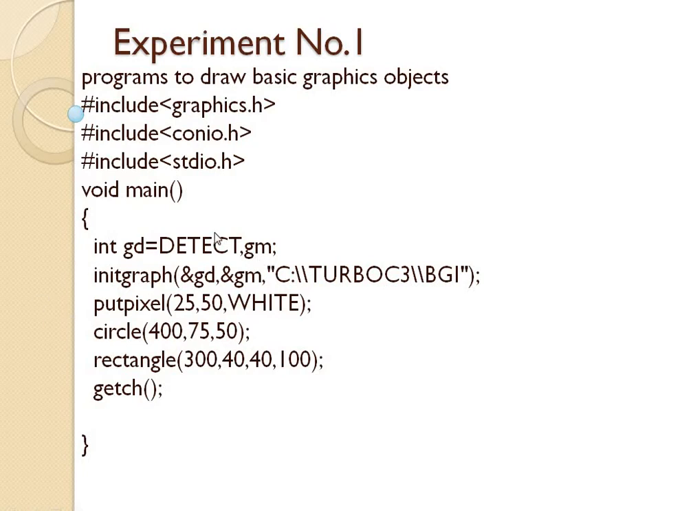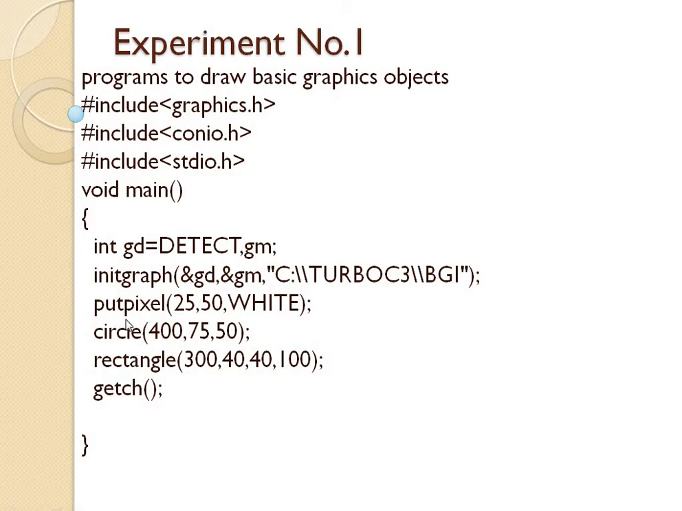Then after that we initialize the graphics, that is initgraph is used to access this graphics driver and the graphics mode. And we write the path over here in the initgraph function. Then after that we use the predefined functions, that is putpixel, circle, rectangle, and other functions, that is ellipse, outtextxy and line. We only discuss these three functions, that is putpixel, circle and the rectangle function.